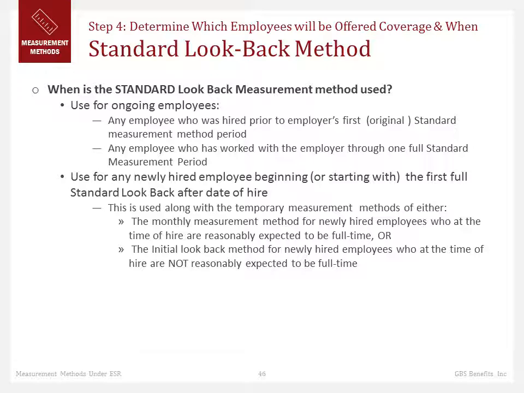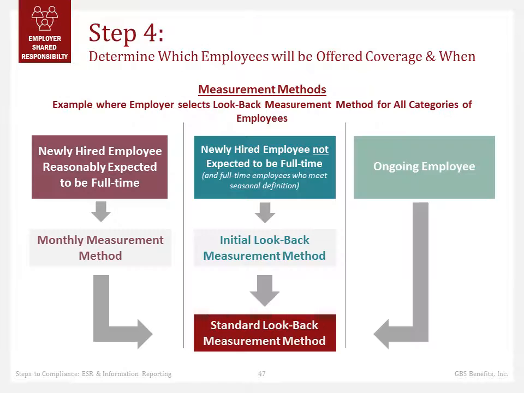Same thing with the other category, that middle category of employees on that graphic. So in other words, employees who are not reasonably expected to be full-time at the time of hire, their hours are first tracked in the initial look-back, but they are also tracked under the standard look-back, starting with the first full standard look-back that begins after the date of hire.